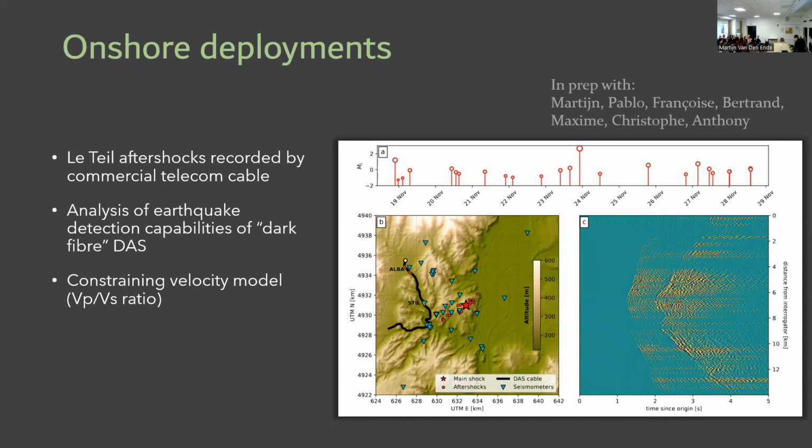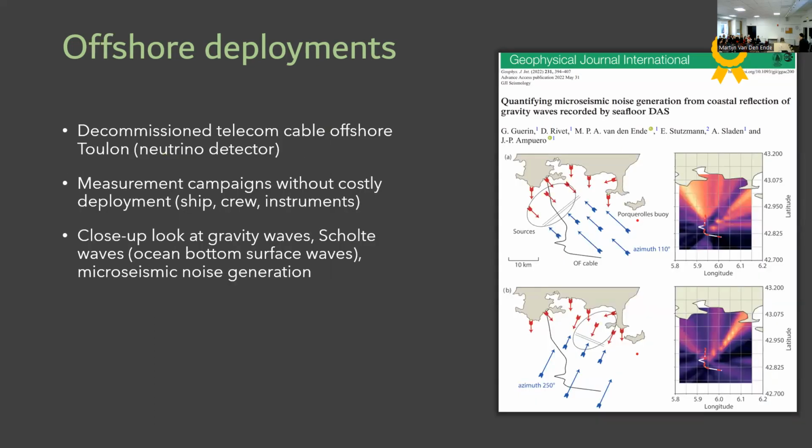So this advantage of having many fibers in a cable doesn't necessarily apply to offshore environments, but still you can find cables that are not being used, that are being decommissioned, or where there is still extra fiber available. So this is an example from Toulon. This is Anthony's playground, if you like. He goes there regularly to do all sorts of experiments.